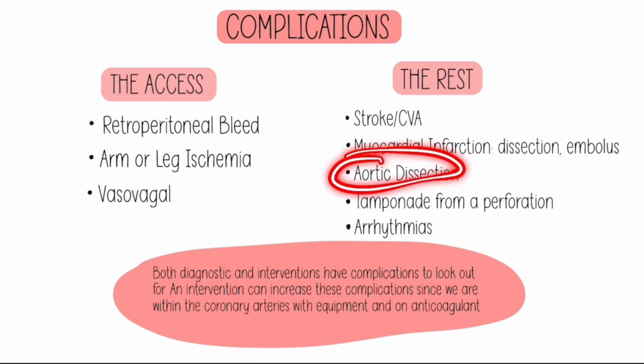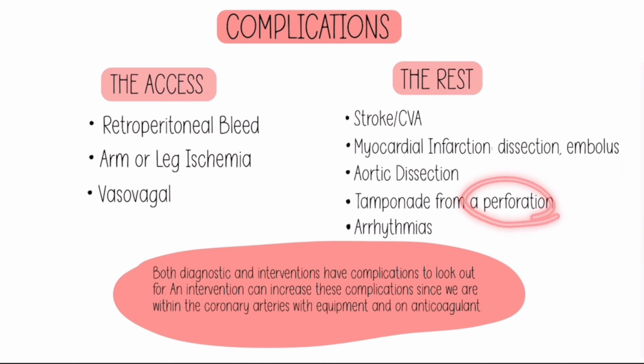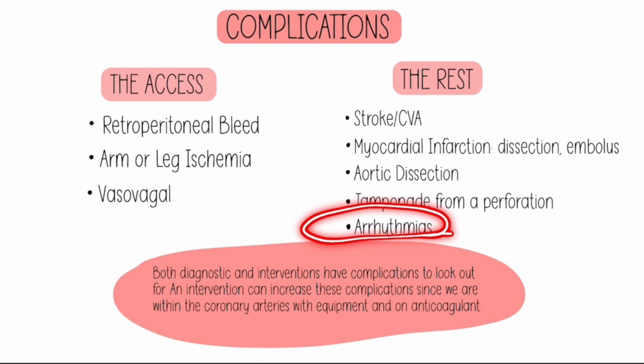Aortic dissection from the wire manipulations in and out, which is why you don't push against resistance. If you feel resistance, say it. We can fluoro and see what we're looking at. We can take a little angiogram. Cardiac tamponade from a perforation is usually during intervention. Arrhythmias are not super surprising because remember, we're messing in the coronary arteries and the left ventricle, but we don't want sustained arrhythmias. So if you have PVCs, just call attention to it. You want to prevent something before you end up having a sustained rhythm.